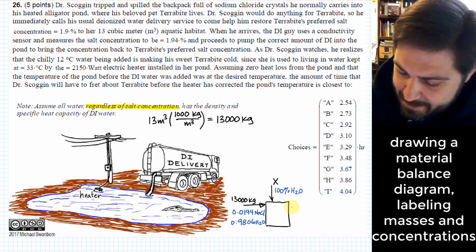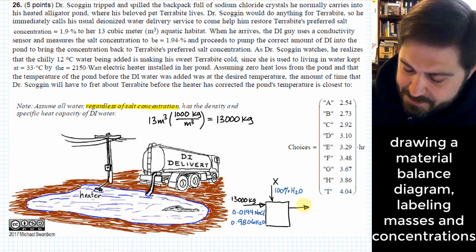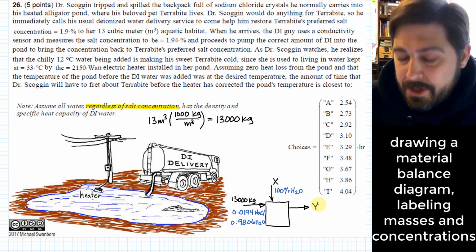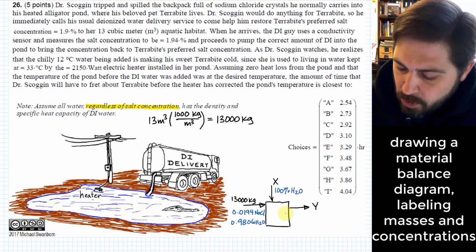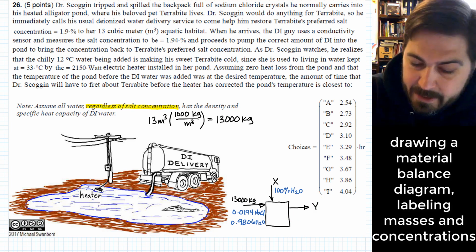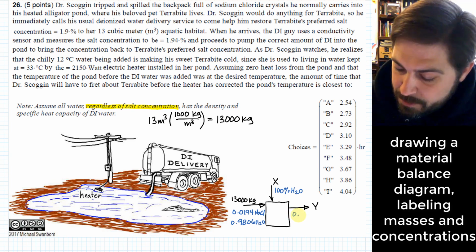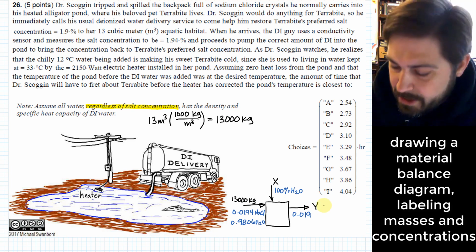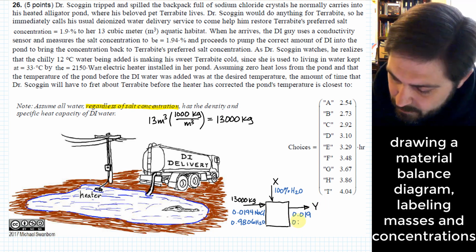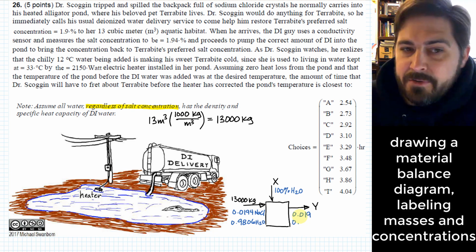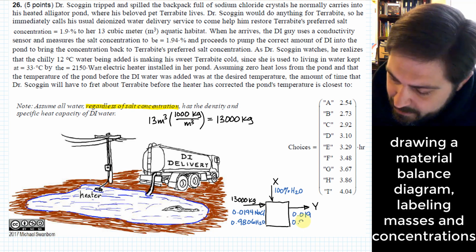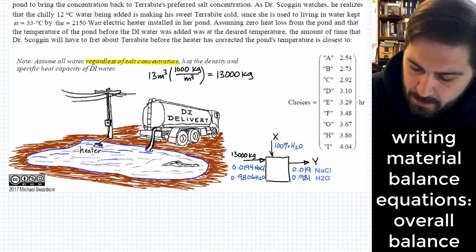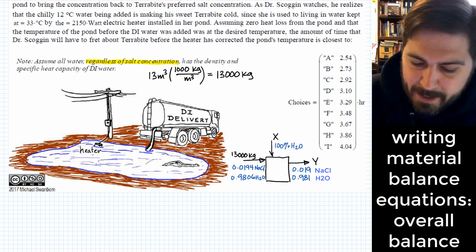Once that water is added, it allows us to get to a different amount of water here, and that amount of water should now be at the salt concentration that we desired, which is 0.019, or 1.9%. That means what's left over is 0.981, or 98.1%. So based on this, we should be able to write mass balance equations.